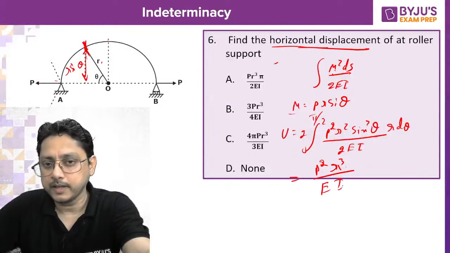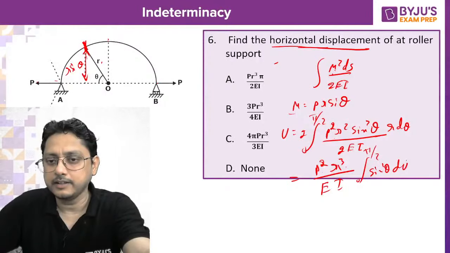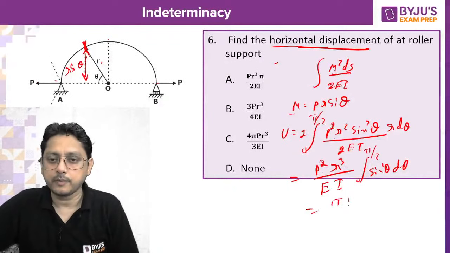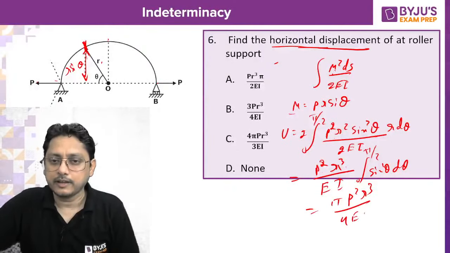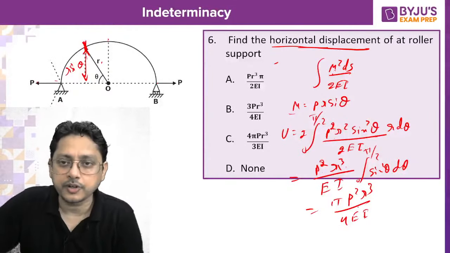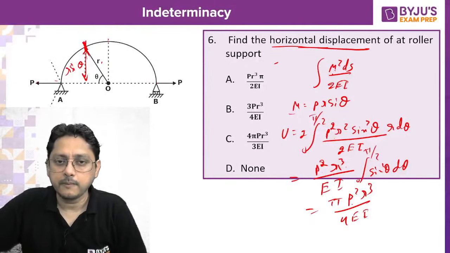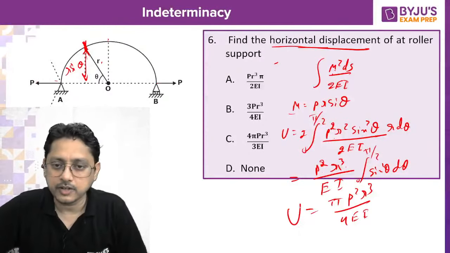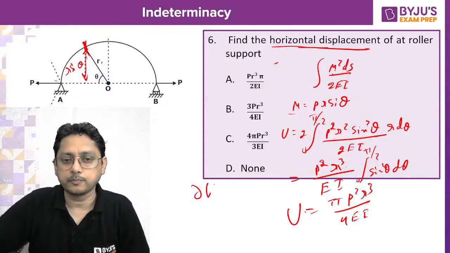Pi square r cube by EI, then integration of 0 to pi by 2 sine square theta d theta, which if you integrate you will get pi by 4. So just keep it pi square r cube by 4 EI, and this is your strain energy. Partially, if you differentiate with respect to P, that is your total strain energy.